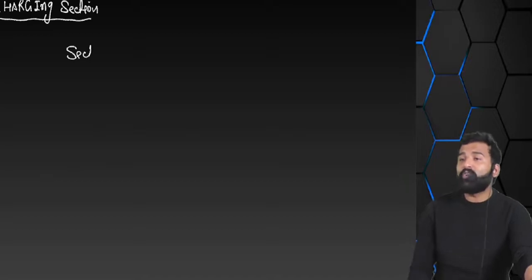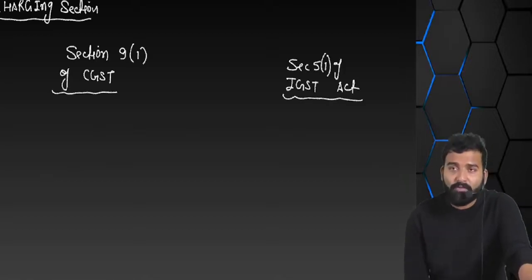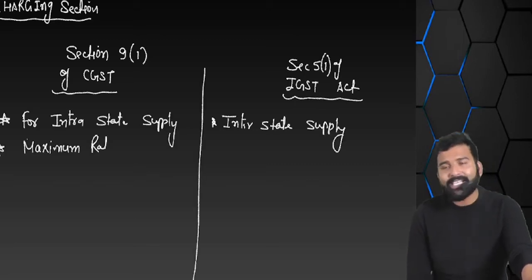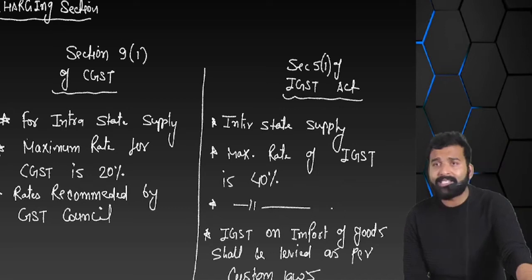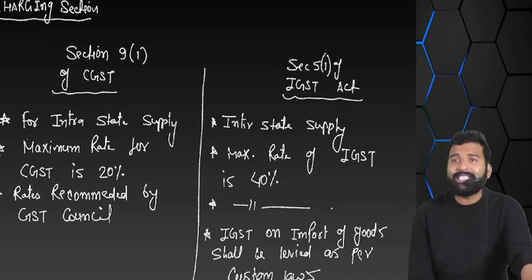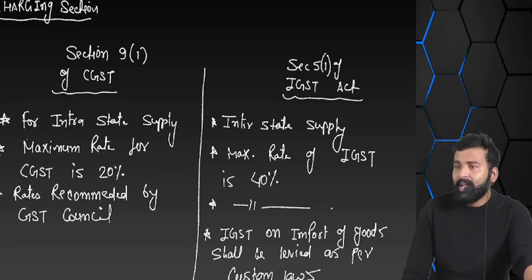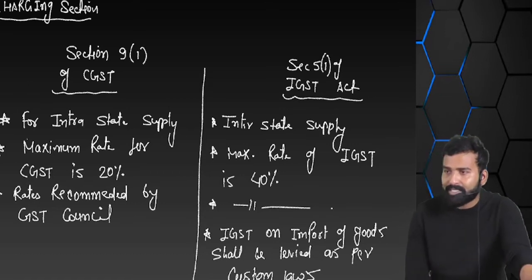First of all, I told you that in the charging section we have two sections. One is of CGST and another is of IGST: section 9 subsection 1 of CGST and section 5 subsection 1 of IGST. Basically they say that if you are doing any interstate or intrastate supply, you have to pay GST. The maximum rate is 20% CGST, 20% SGST, and for IGST it is 40%.